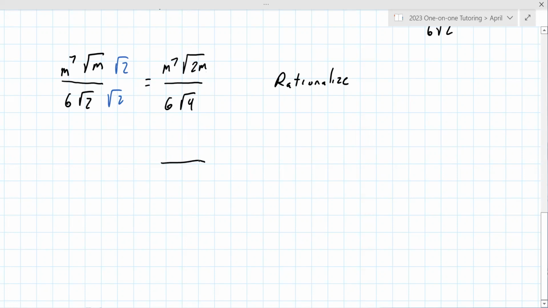On the bottom now, the square root of 4 is 2, so we can write that as a number. And so we're finally done here. Done, what I said. Tired. M to the 7th square root of 2m over 12.